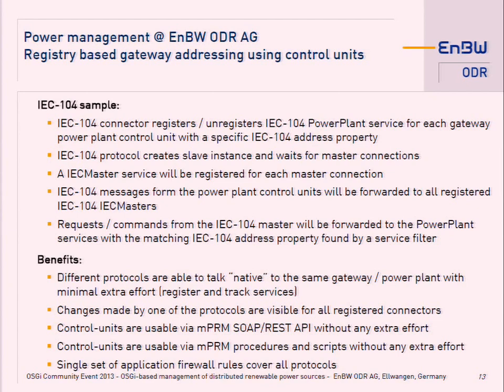If a message from the power plant goes up, it just looks for all master services and forwards this message to them. The other way around, if a master wants to address a specific power plant or generator, it uses the address to ask the registry for the specific service and talks to this service.